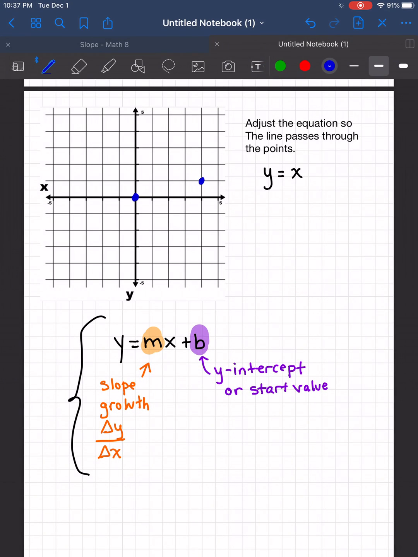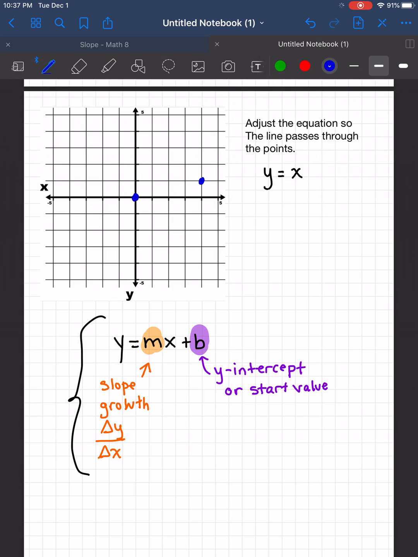Hi. Before you start your Desmos Match My Line activity, we thought it would be a good idea to have a little video refresher. On the first example, it's going to ask you to adjust the equation so that the line passes through the points. And the line they give you does not pass through the points, and so we need to change it.